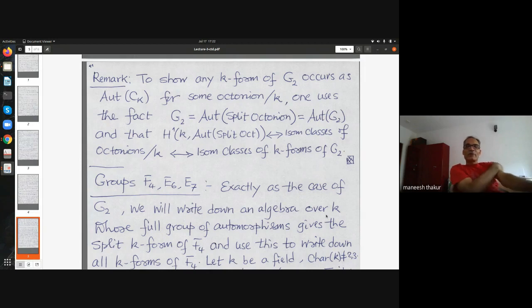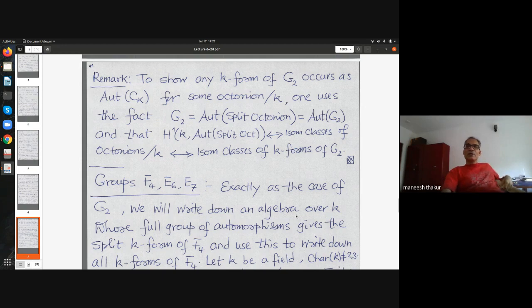So I have not yet completed. We have shown that the automorphisms of an octonion algebra form a group of type G2. That's what we have shown. We have not yet shown that any group of type G2 is the automorphism group of some octonion algebra.